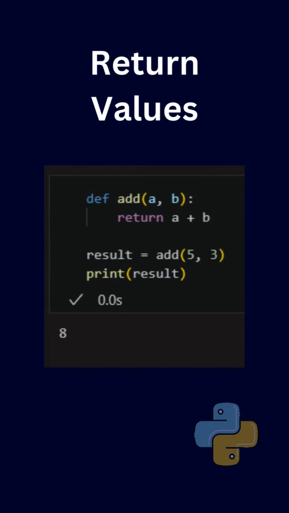Just as the value of name was printed before, functions can also return the values instead of just printing them, so you can use the returned value as you want.